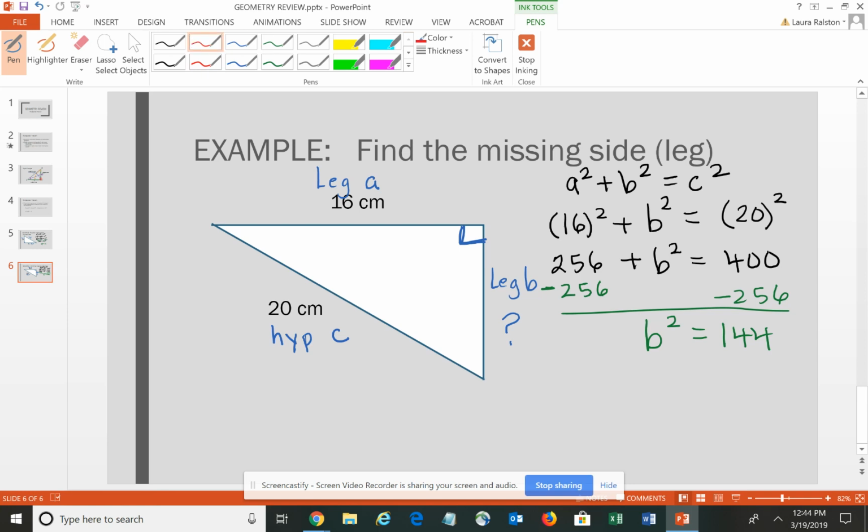Again, typically when you take a square root, you have to consider both the positive and the negative. But since we are looking at the length of a side of a triangle, it has to be positive. And the square root of 144 is 12. So the length of leg B is 12. So I hope this quick review of the Pythagorean Theorem helps you as you progress into the discussion of trigonometric functions.